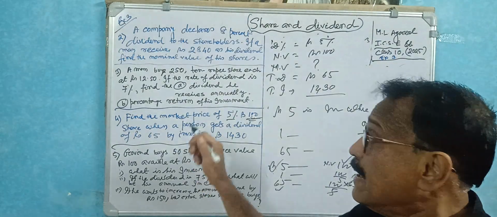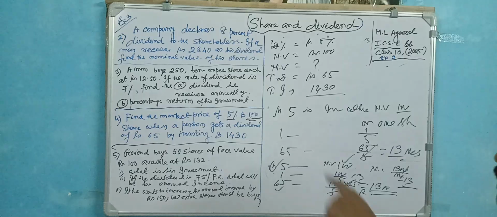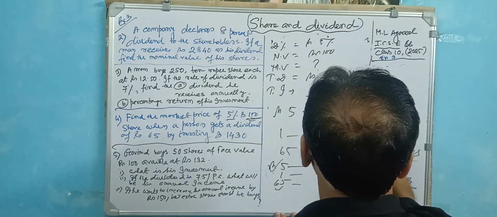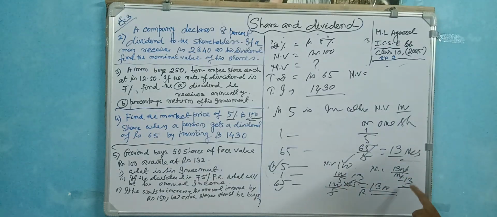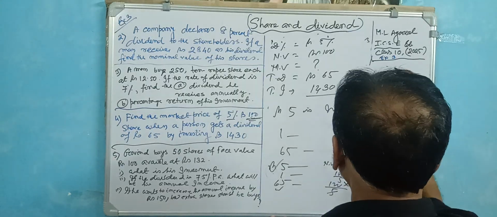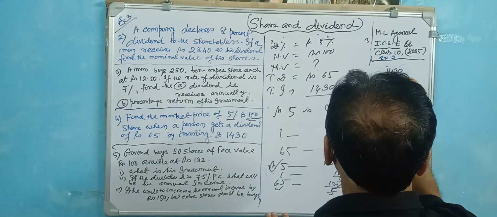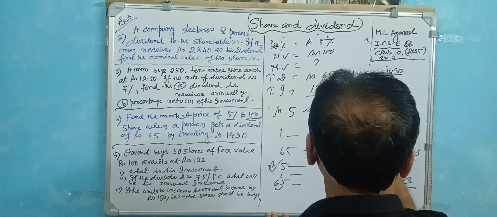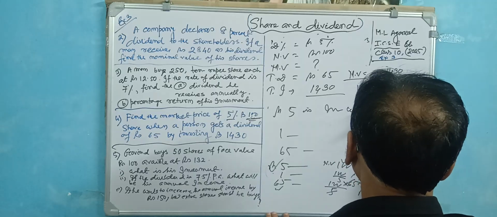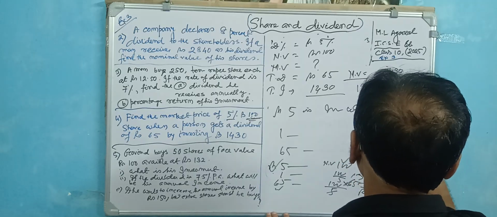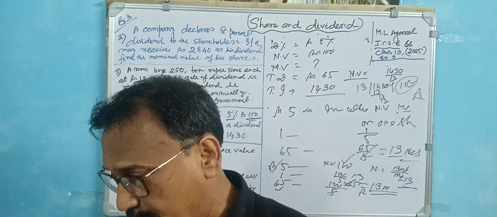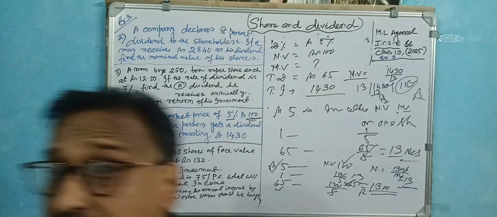Now you get 13 shares. Now what is the total investment? Total investment is 1430, so what will the market value be? The market value of 13 shares is this, so the market value of each share is 1430 divided by 13. Very easy concept. 13 goes into 14 once, into 13 once, then 0. So the market value is 110. The market value of each share is 110.